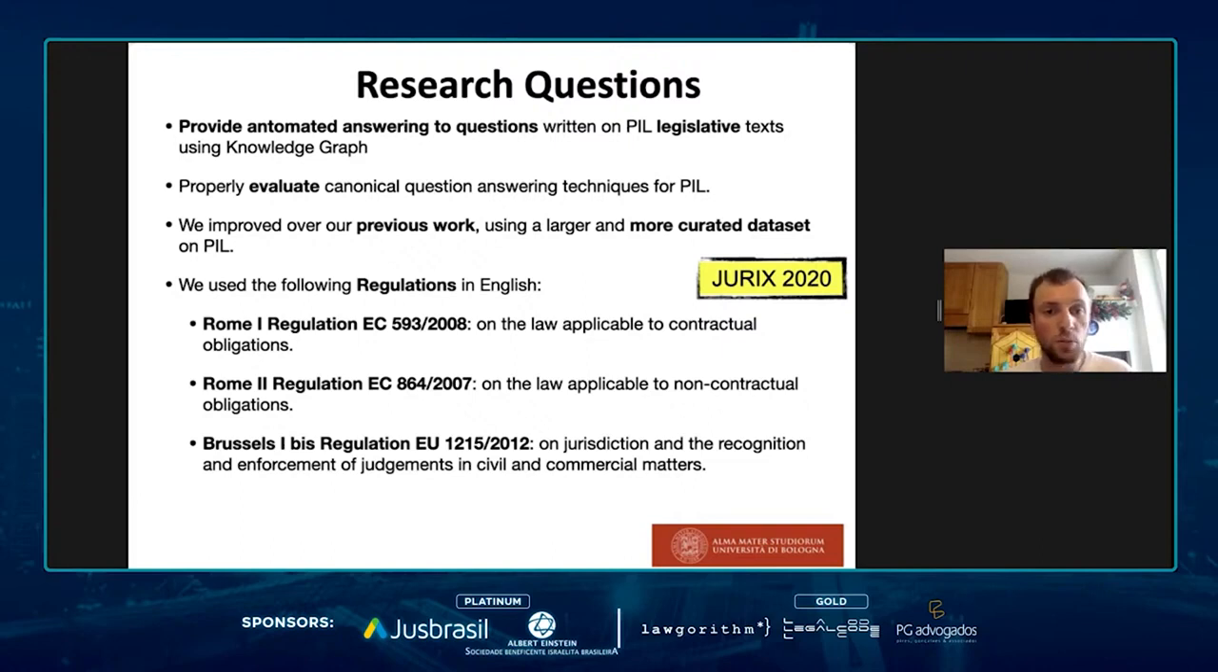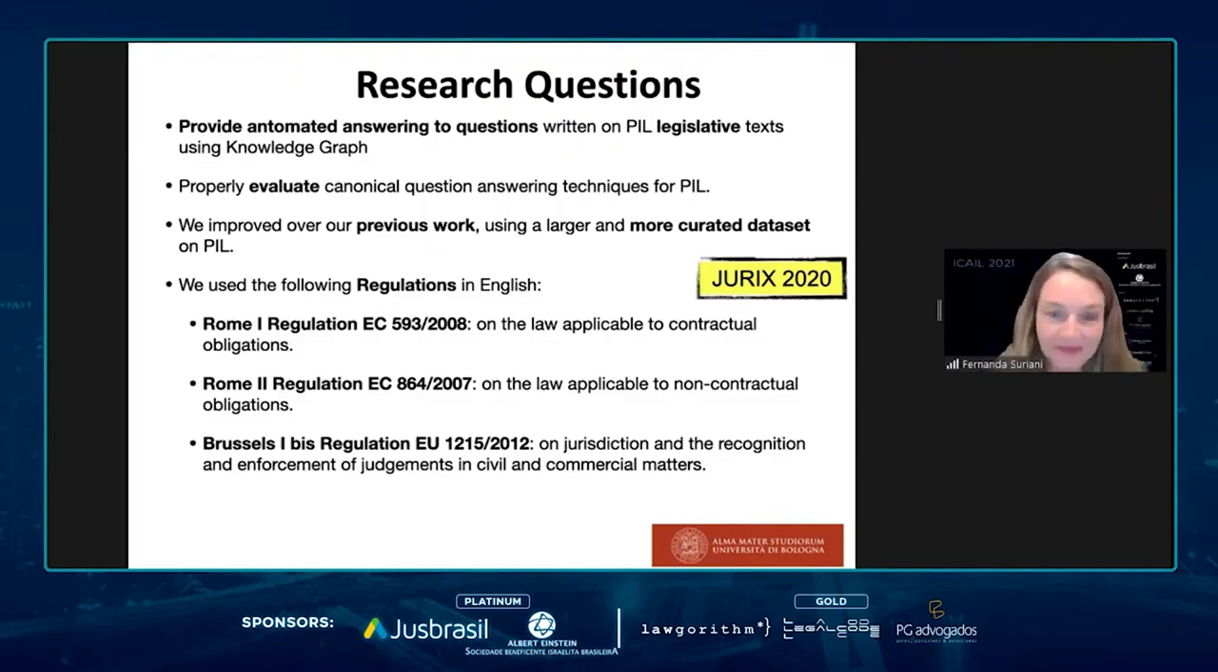So we improved over our previous work using a larger and more curated data set on private international law, and we published that work on Jurix 2020. And we decided to extract the data set out of 3 regulations from the European Union: Rome 1 regulation, that's on the law applicable to contractual obligations; Rome 2 regulation, on the law applicable to non-contractual obligations; and Brussels 1 bis, on jurisdiction and the recognition and enforcement of judgments in civil and commercial matters.